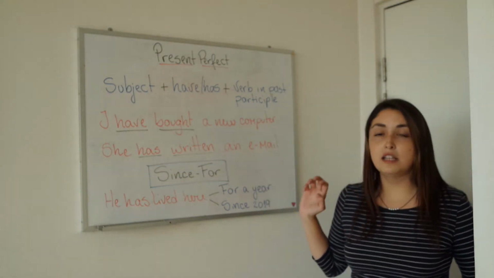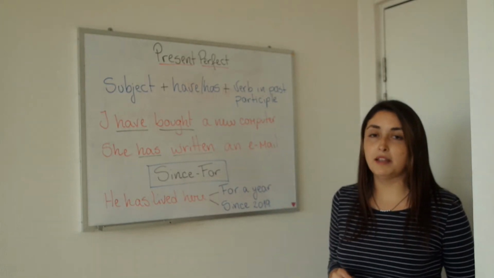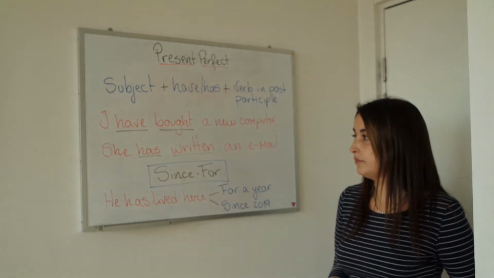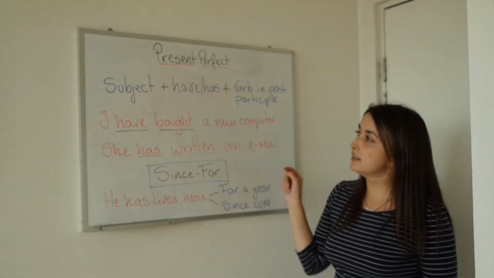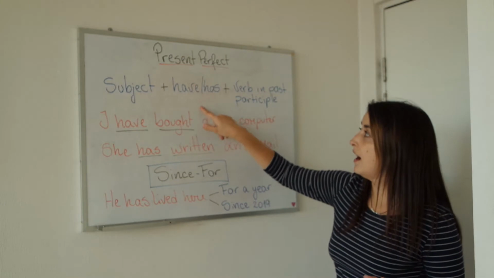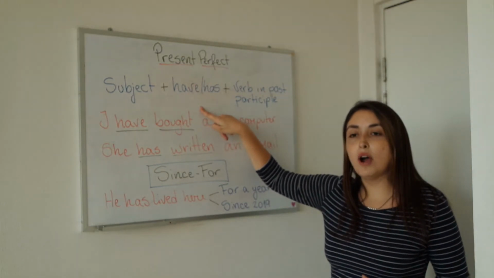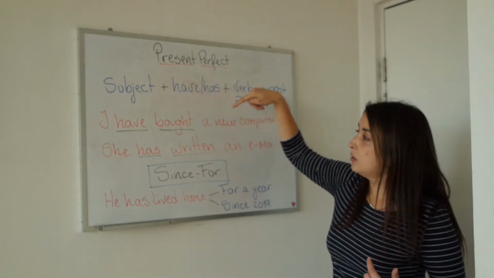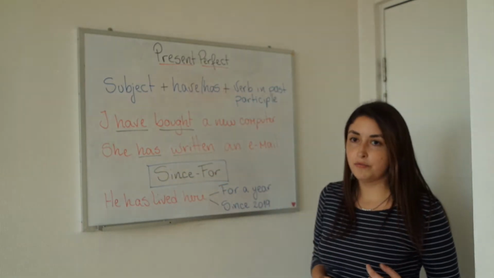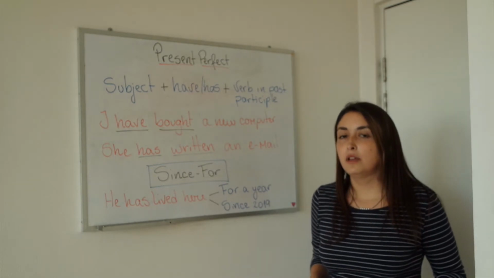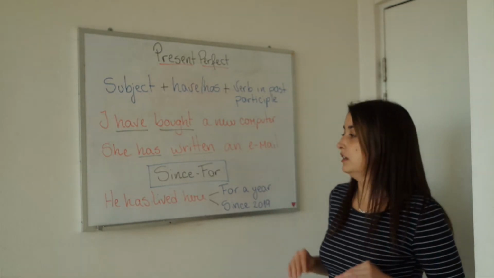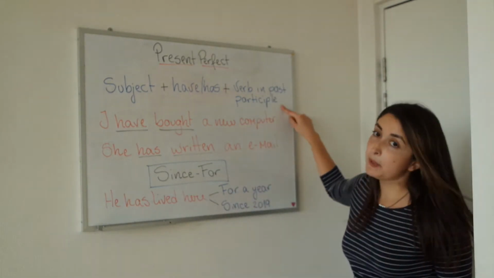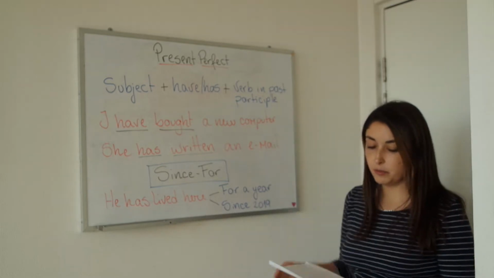She has written an email. Ella ha escrito un email. El efecto que hay ahora es que está escrito el email. Okay? The structure is subject, sujeto, have o has, que significa el verbo haber como auxiliar en español. Por ejemplo, yo he comprado, ella ha escrito, nosotros hemos visto, ellos han jugado, etc. Okay? So, and the verb in past participle. El verbo en pasado participio.